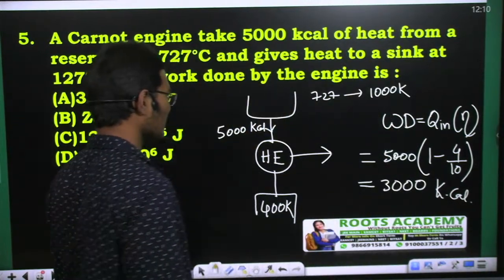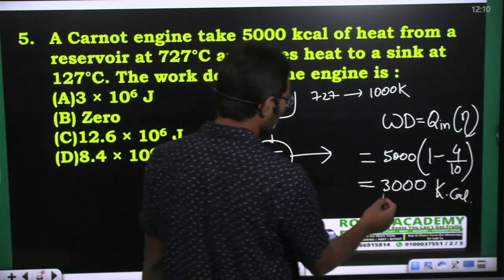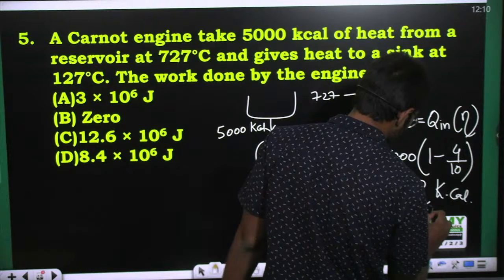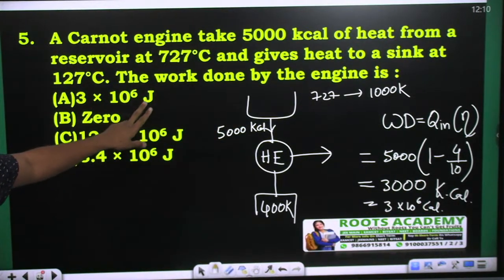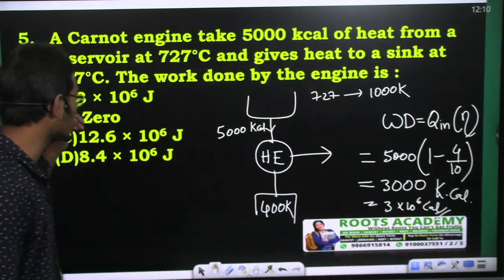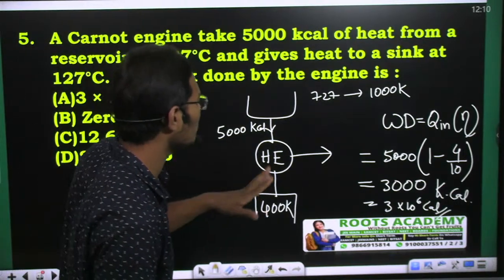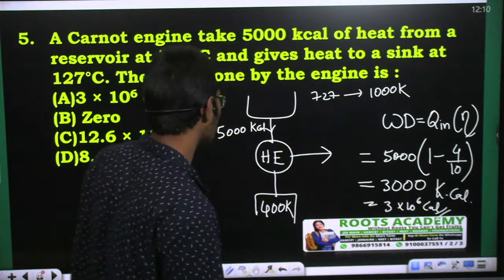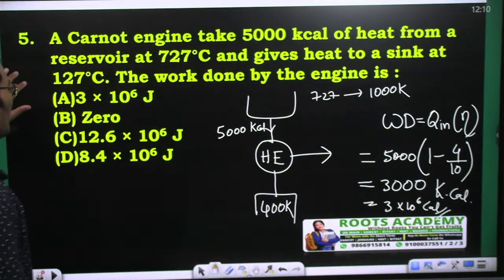See the options, there is 3000 present, 3 into 10 power 6 calories. See 3 into 10 power 6, but here it is joules. We got it in calories. That is the reason he gave it in option A. If you don't take care of units, you are gone. All this effort that you have put in will go in vain. So units, be very careful. So he gave it as option A to deceive you.